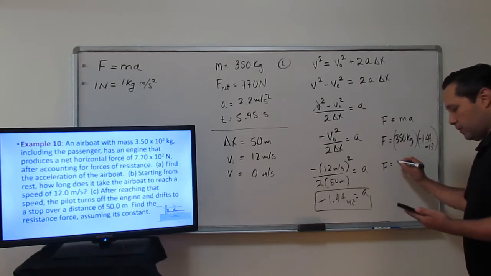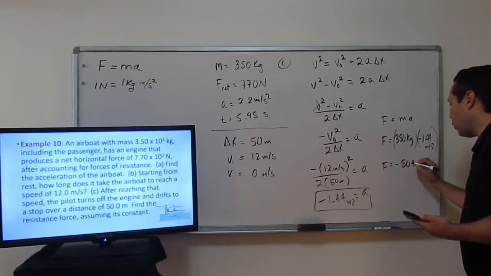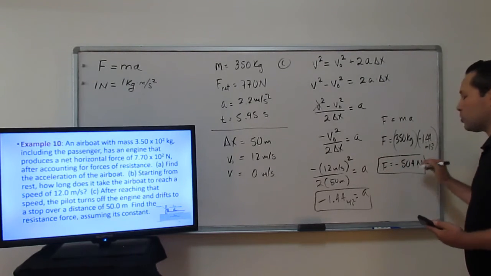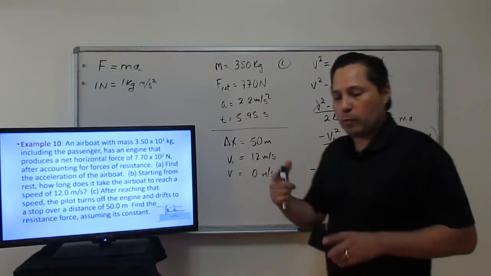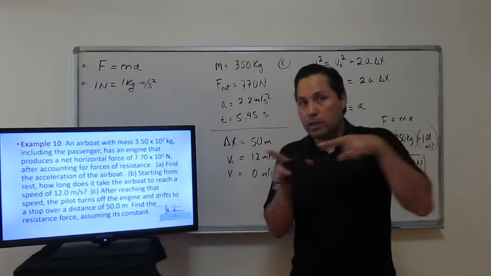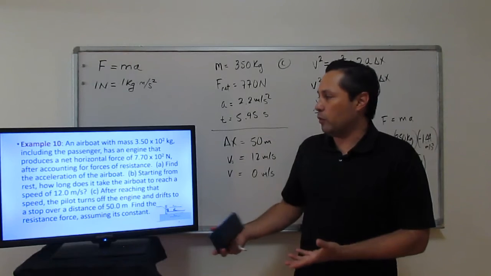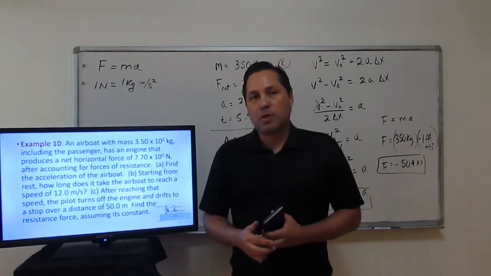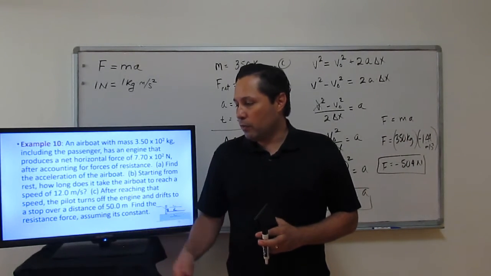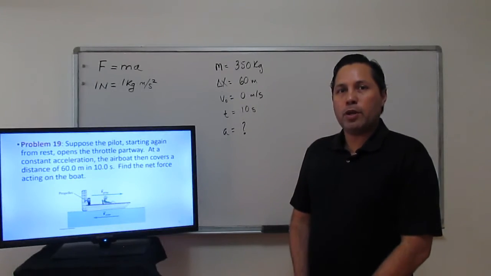Alright, and it is negative 504 newtons. Negative because it's going against the movement of the boat. If the boat is moving in this direction, the force acting on it is in the opposite direction, which is slowing it down to a full stop. Okay, this brings us to the end of example number 10. Up next for us is problem number 19.